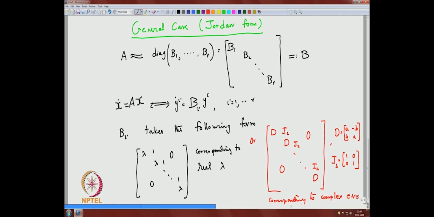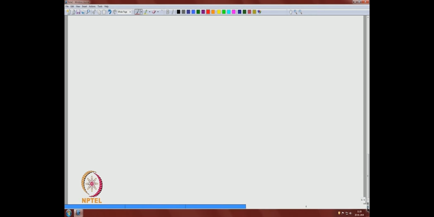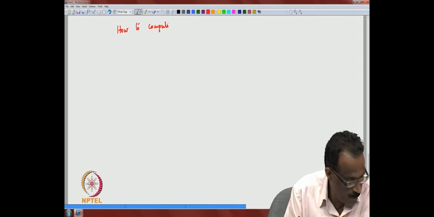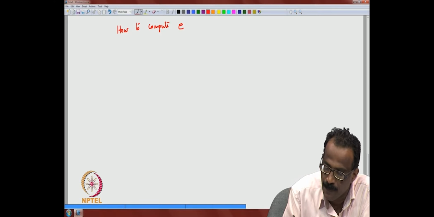So it is essentially enough, theoretically, to know how to compute the exponential of these two types of matrices, which is what I am going to do right now. I call the first form C1, and for the second computation I call it the form C2. So I want to know how to compute e power C1.